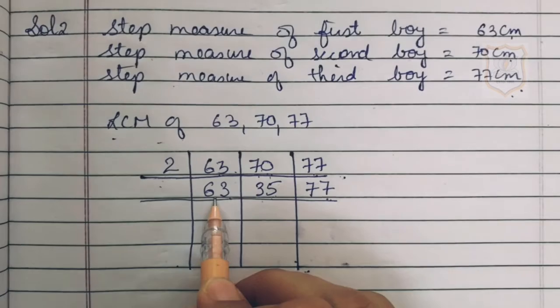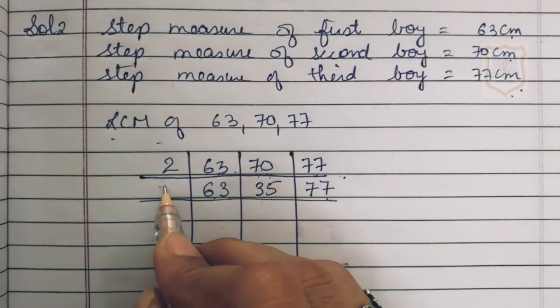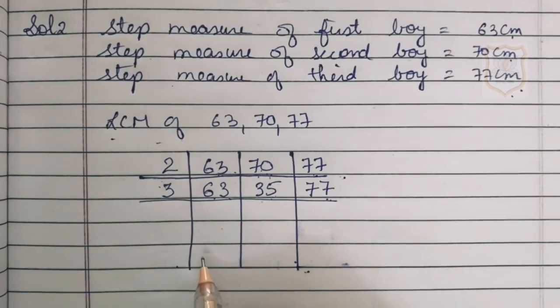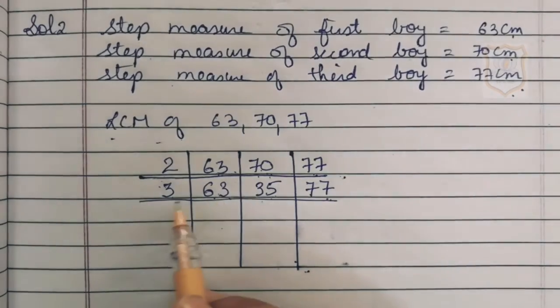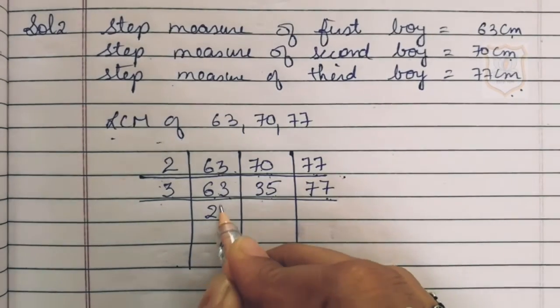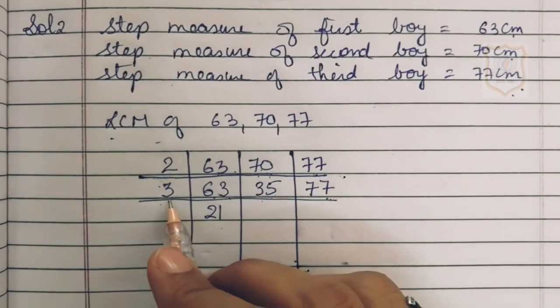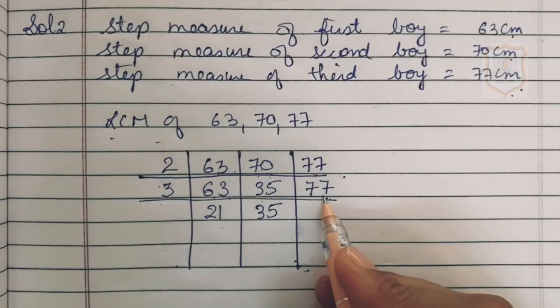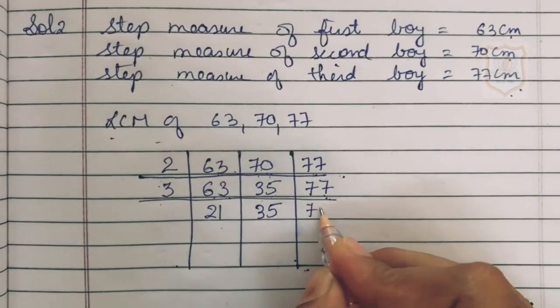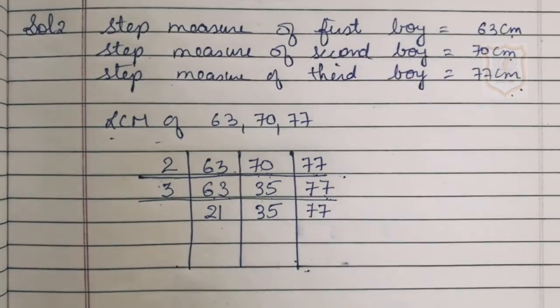Now one number is divisible by 3, then also we have to use that number. Now we will divide 63 by 3. 63 divided by 3 is 21. And we can't divide 35 by 3, so we will write it as it is. And we can't divide 77 by 3, so here again we will write it as it is.